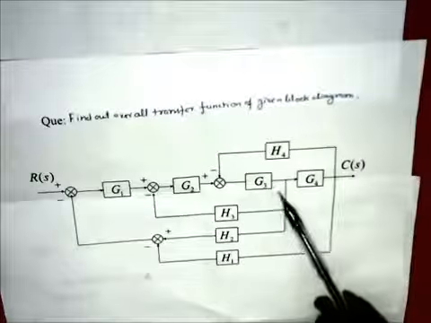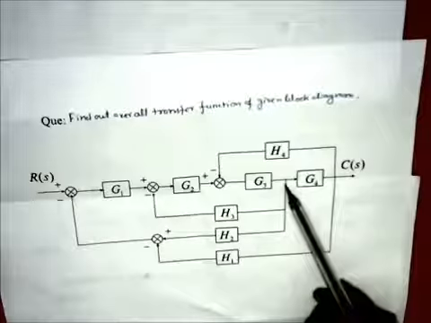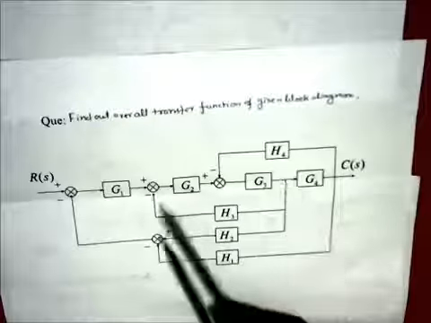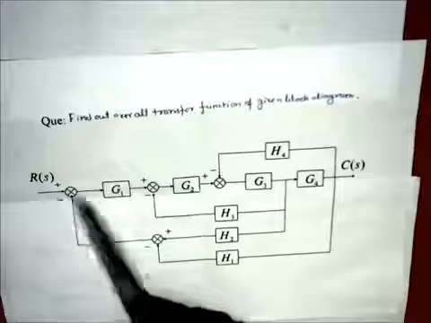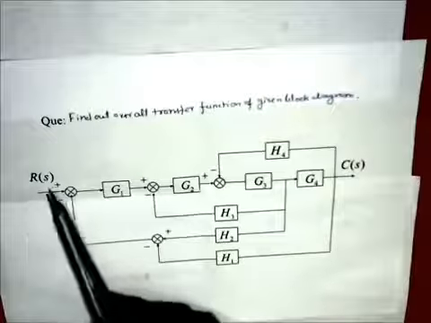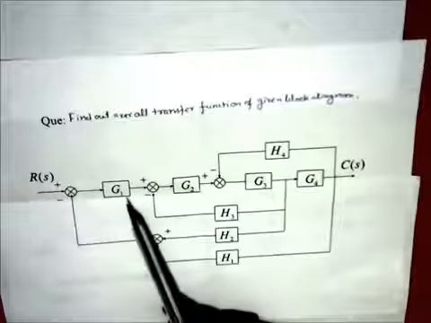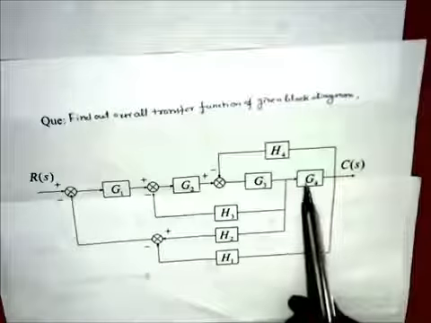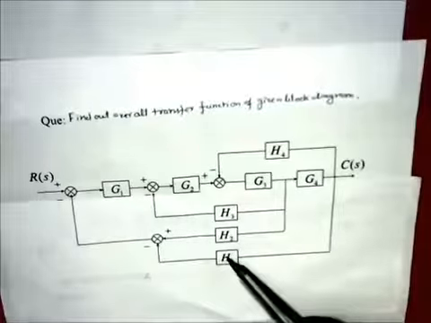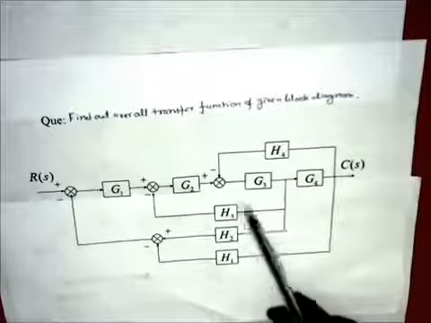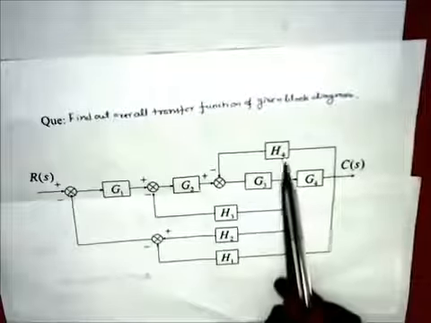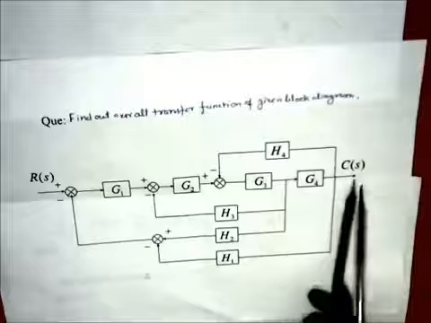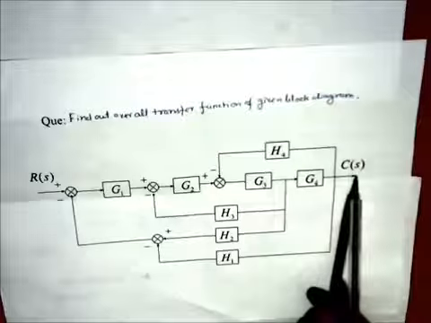So in the first step, if we see at this point, this is the takeoff point. In this question, R(s) is the reference input, G1, G2, G3, G4 are forward path transfer functions, and H1, H2, H3, H4 are transfer functions of feedback elements, and C(s) is the output.